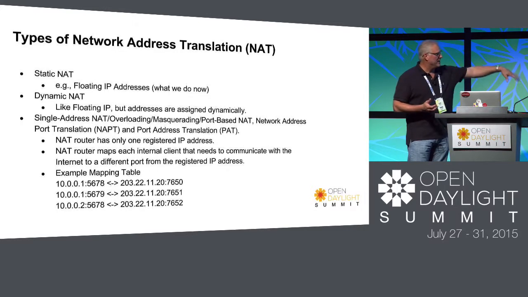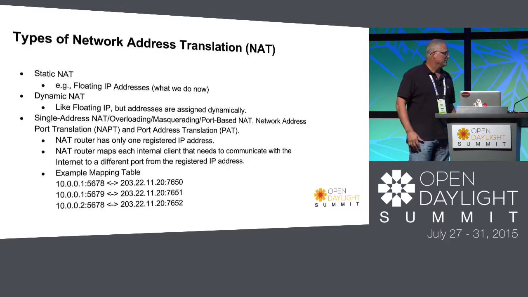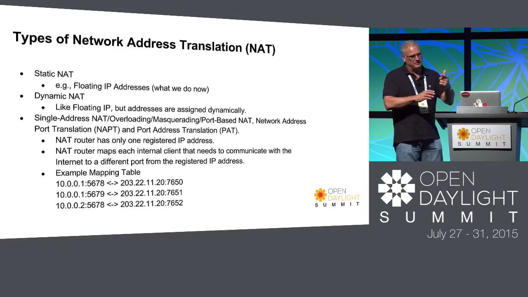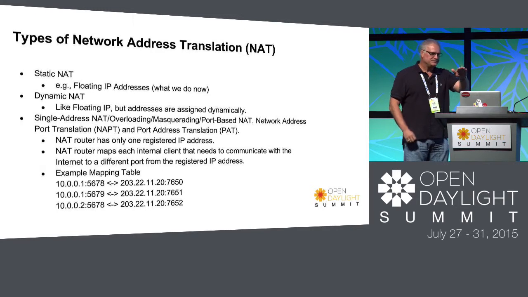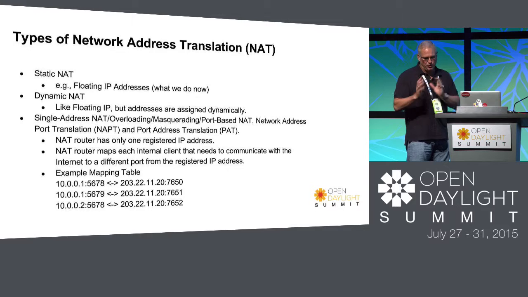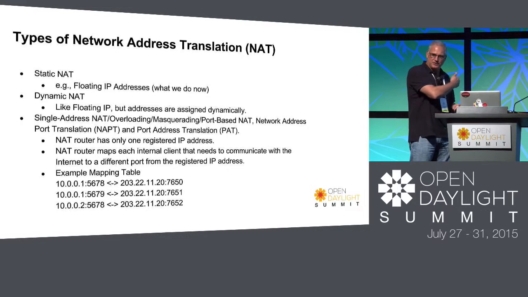It could, and then we have one external IP address, 203.22.11.20, and that would get mapped to the IP address, but then also map the port on the way out. And then on the way back, you look at both the destination port and the destination IP, and if it matches that entry, it would get mapped the other way.